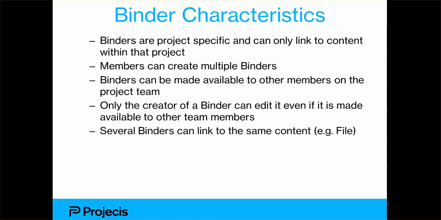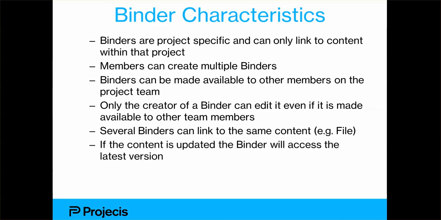Several binders can link to the same piece of content. If I do create multiple binders, they can still connect to similar or the same type of information, for example, a file. If the content is updated, the binder will access the latest version. If we take the example that we just reviewed, and we're linking to a file, and a new version of that particular file is uploaded, the binder will access the latest version of that file.